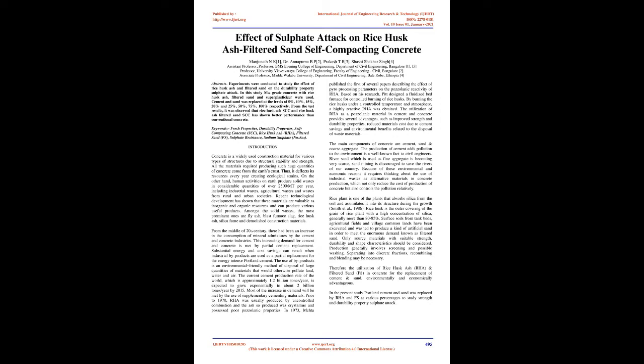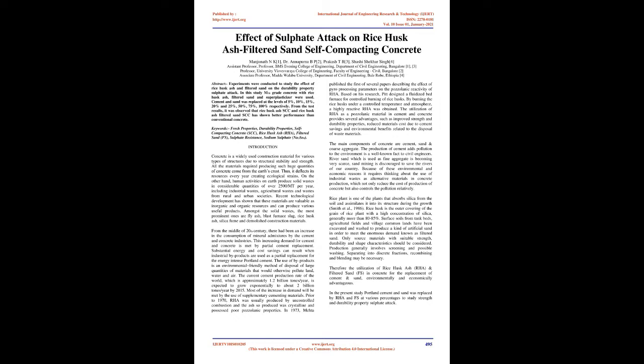land, water, and air. The current cement production rate of the world, which is approximately 1.2 billion tons per year, is expected to grow exponentially to about 2 billion tons per year by 2015. Most of the increase in demand will be met by the use of supplementary cementing materials.